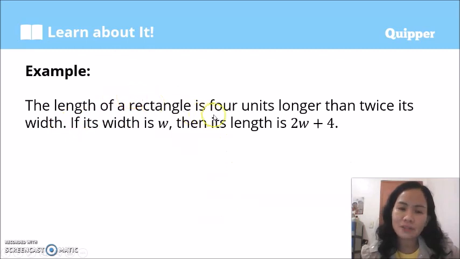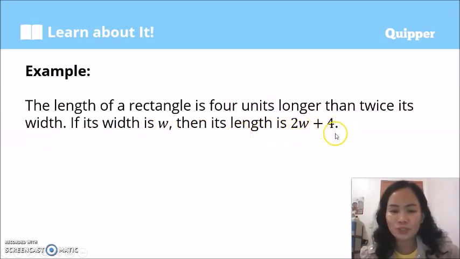Example. So, the length of a rectangle is 4 units longer than twice its width. If its width is w, then its length is 2w plus 4. So, let's try to understand this. Rectangle kasi, no? 4 units longer than twice its width. So, twice its width, kung ang width ay w, twice its width is 2w. Okay? And 4 units longer. So, that's plus 4. So, that is why we have 2w plus 4 for the length.